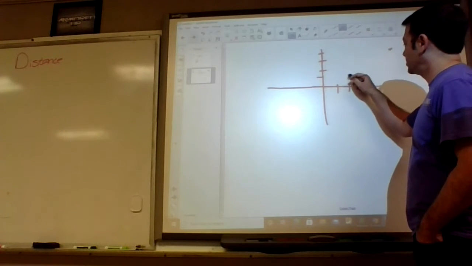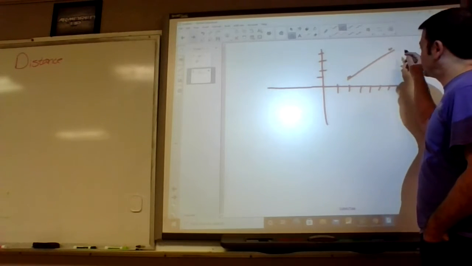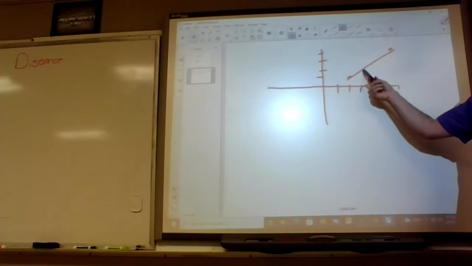(6, 4) and (2, 1). So how could I find the distance between those 2 points? That's what we're asking.